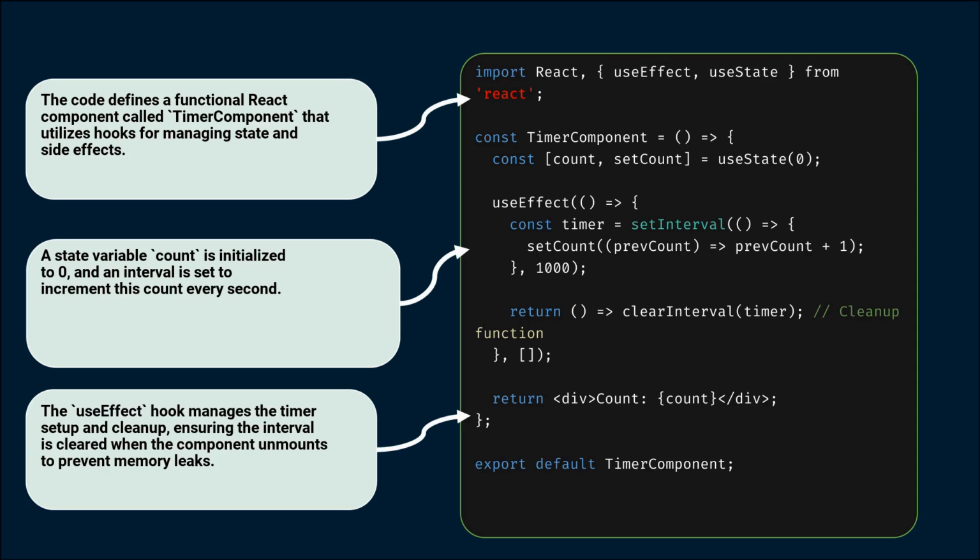It's crucial to handle the cleanup to prevent the timer from continuing to run after the component has unmounted. This is achieved by returning a cleanup function from the useEffect, which utilizes clearInterval to stop the timer effectively. By passing an empty dependency array as the second argument to useEffect, we ensure that this effect runs only once when the component first mounts, making it an efficient setup for a basic timer.